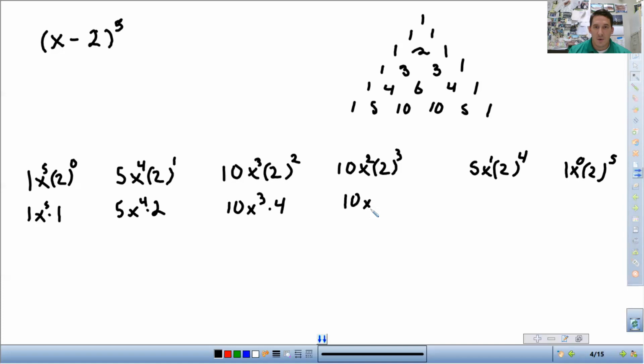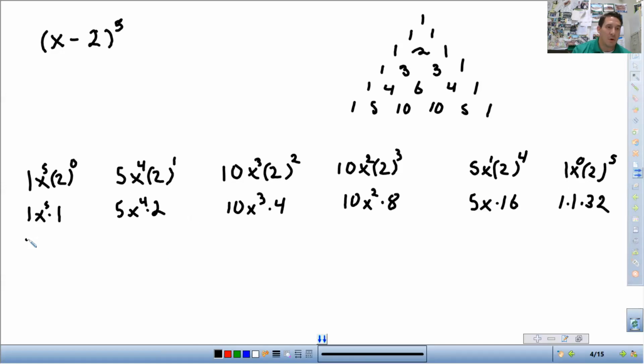10x squared, 2 to the 3rd power is 8. And 5x to the 1st, so I can just leave that there. 2 to the 4th power is 16. And then 1x to the 0 is 1. 2 to the 5th is 32.